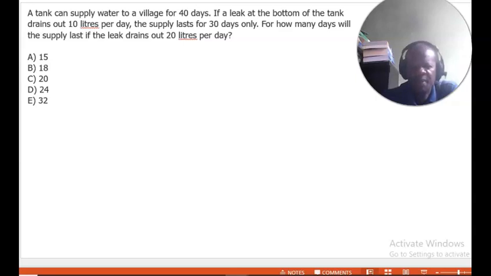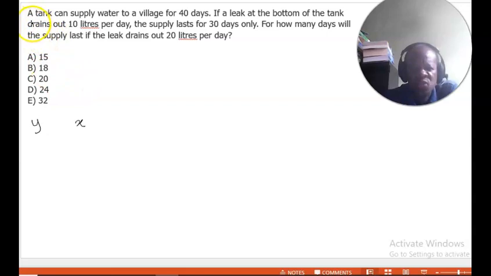Now, since this is a word problem, we are going to use algebra to solve this. We need to create a variable first. Let x be the amount of water, or the volume of water, supplied to this village per day, and let y be the volume of the tank.